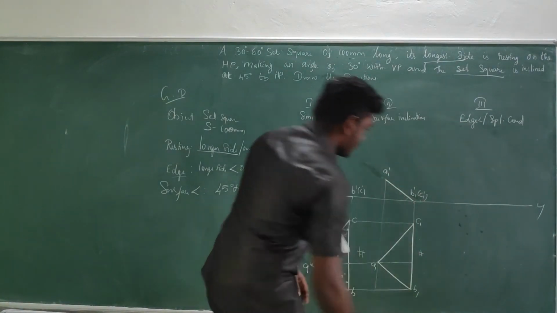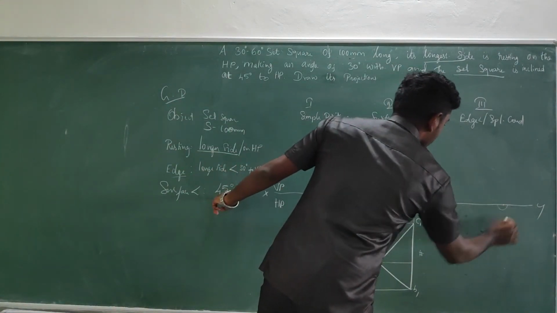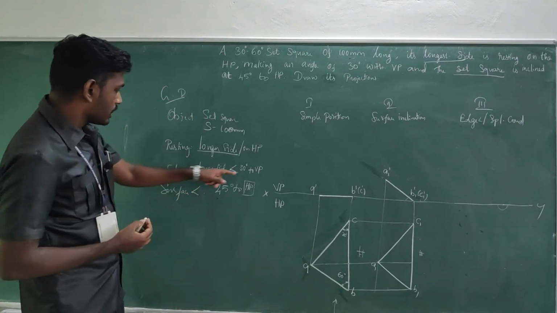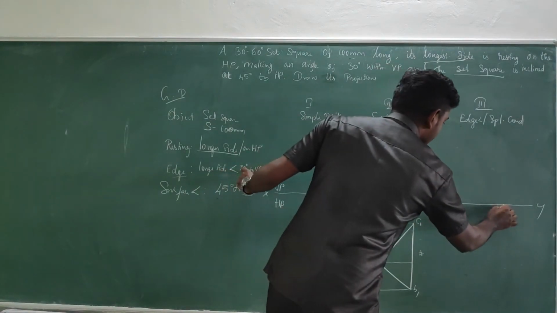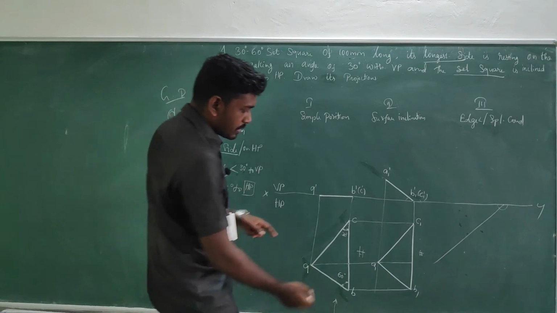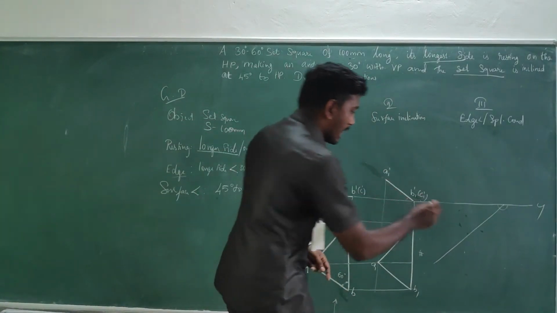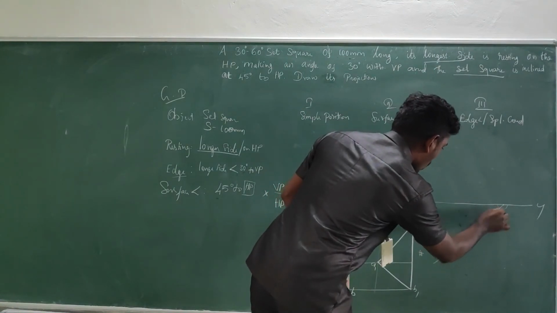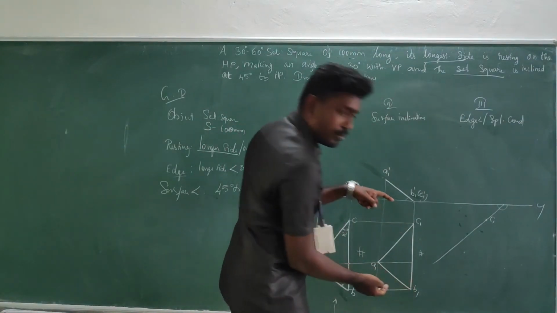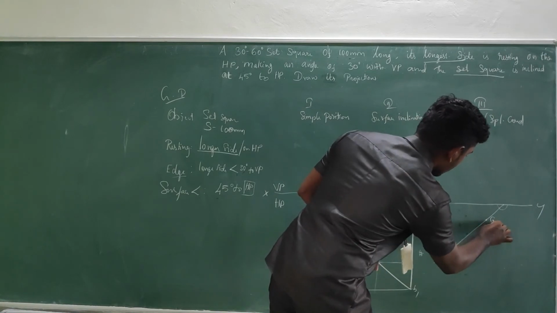For that, initially pick a point on the XY line with your protractor, measure 30 degrees and draw an inclined line. Now we are tilting with the edge B and C. At any point on the inclined line, take C1 first and then measure C2B and transfer it. So this would become B2.